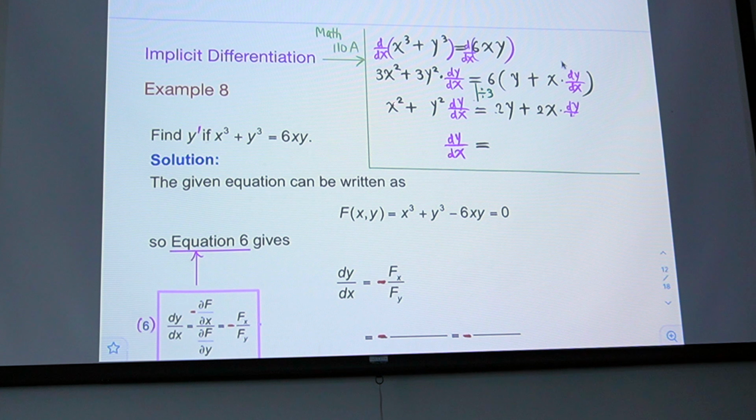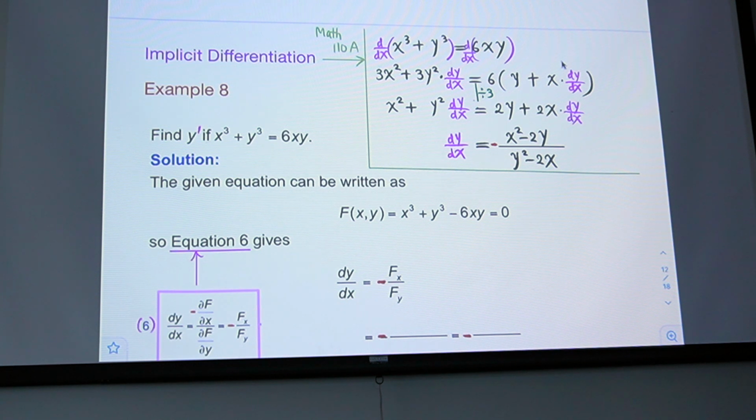So we'll have x squared minus 2y in the numerator, and then divide by 2x minus y squared, or the opposite, y squared minus 2x. Okay, got it. Yeah, so you got this, right? So that's how we use implicit differentiation to find y prime in Math 110A.